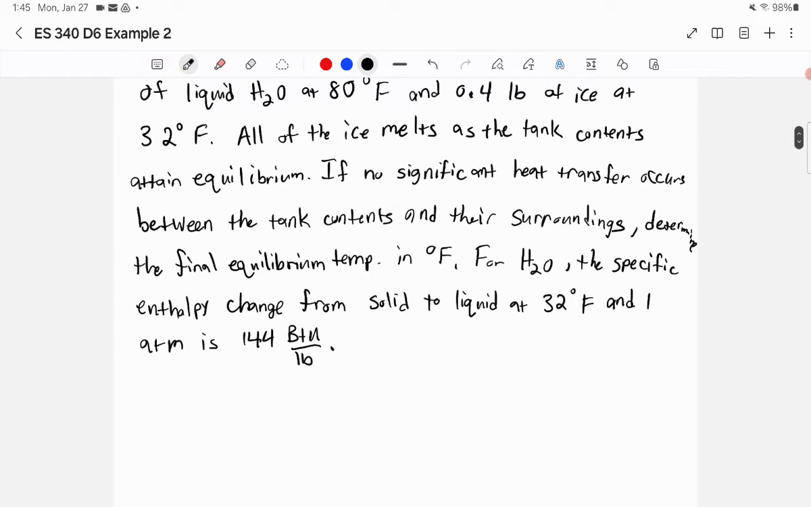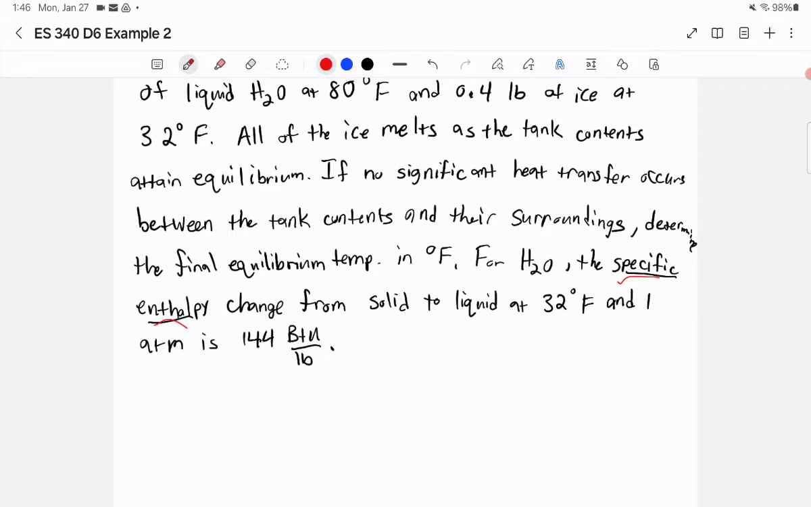For water, the specific enthalpy change from solid to liquid, specific enthalpy. This is a good problem because it brings in a whole bunch of stuff that we just learned about. Change from solid to liquid at 32 degrees Fahrenheit and 1 atmosphere is 144 BTUs per pound.